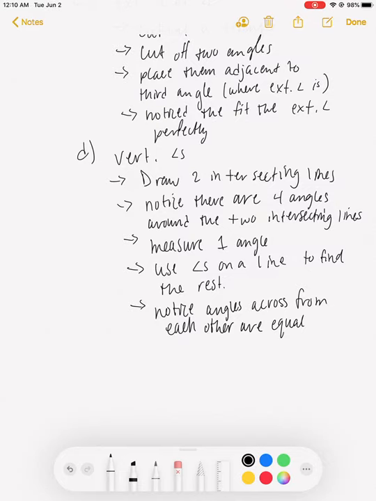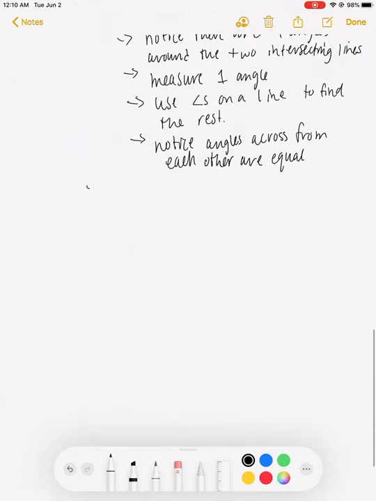Okay. Part E. Describe how students can discover that the opposite angles in a parallelogram are equal. So you cut out a parallelogram. So this is opposite angles.